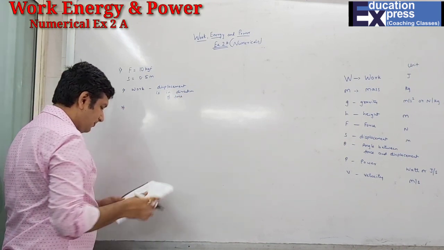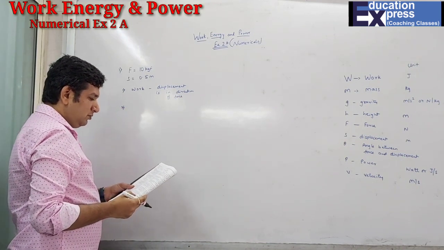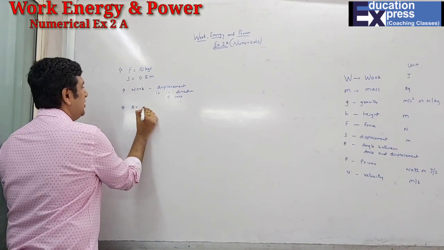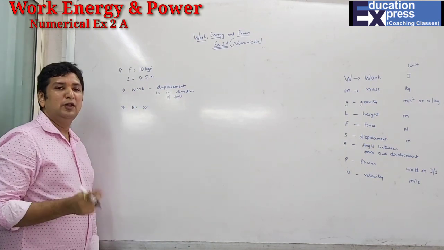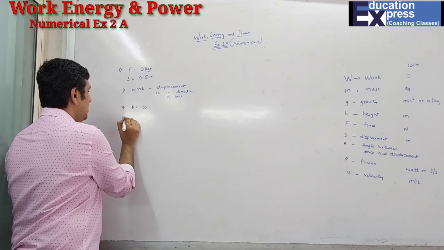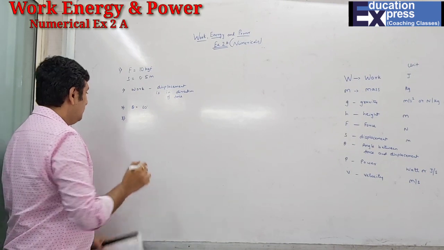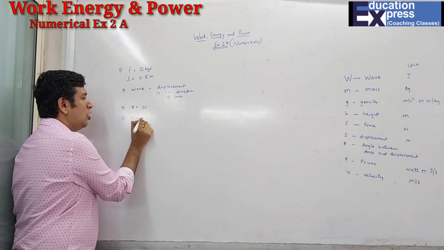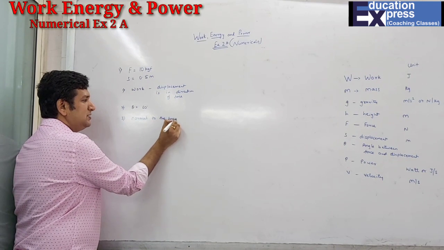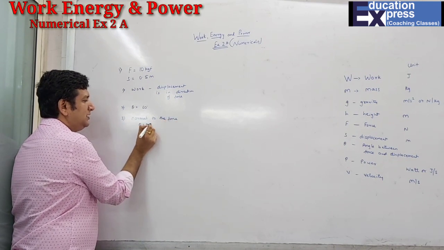Second, find the work at an angle of 60 degree. That means theta over here is 60 degree. That means there is an angle between the force and the displacement. And third thing they have asked us: when it is normal to the force. Students, normal means perpendicular. That means in this case theta will be 90.